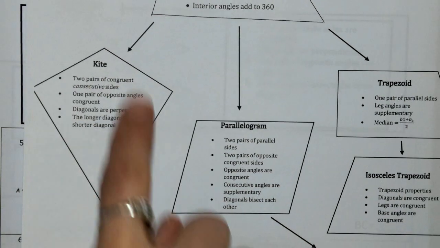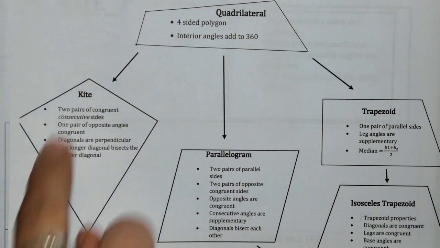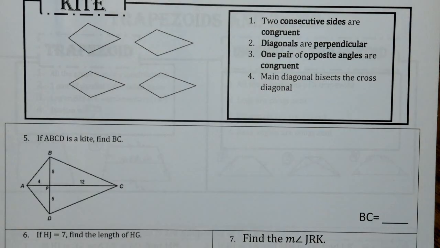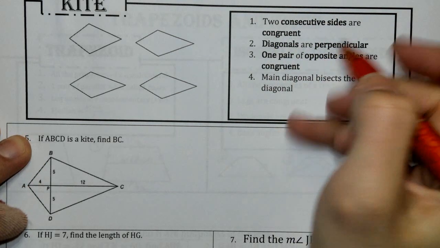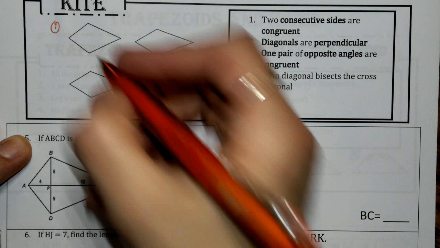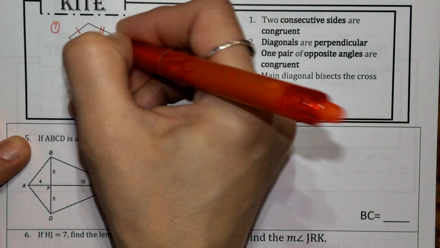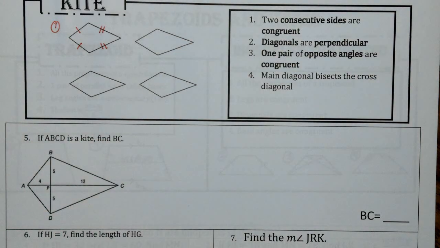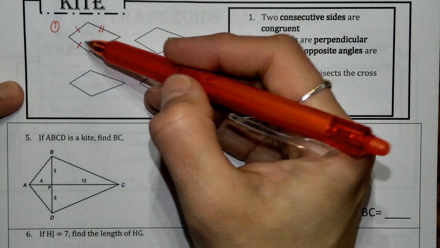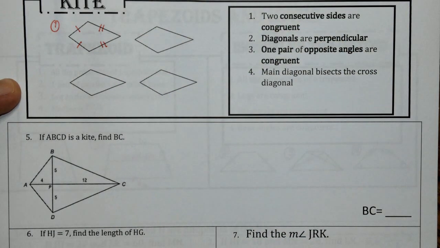But the kite stands alone over here. It doesn't share many properties other than these two. It does not share any other properties with anything else on this flow chart. So let's take a look at the first one here. The first property is telling us that we have two consecutive sides congruent. What you need to see is we have two shorter sides and two longer sides. The consecutive sides here are going to be congruent. Not all four congruent, that would be a square or rhombus, but here the two shorter sides are congruent and the two longer sides are congruent to each other.